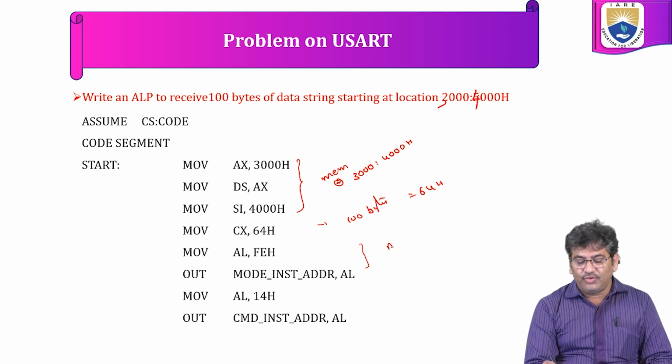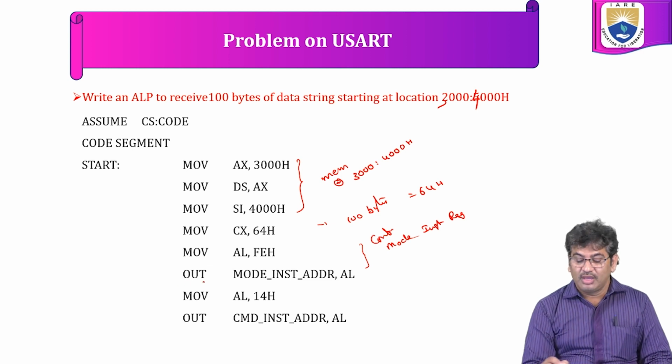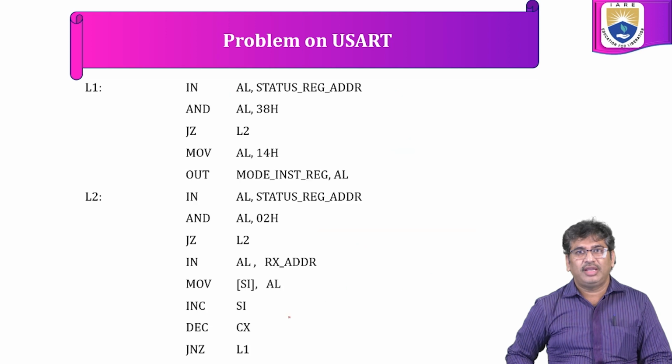The next one is we have to configure the mode instruction register. For configuring the mode instruction register with the specifications, we are getting the value FEH. This FEH value is loaded into the mode instruction register through the OUT instruction. After configuring the mode instruction register, the next one is we have to configure the command instruction register. For configuring the command instruction register, the value is 14H. One is for clearing the errors. Another one is for enabling the receiver. Our command instruction register, AL.